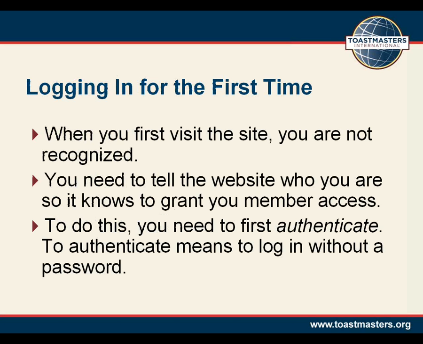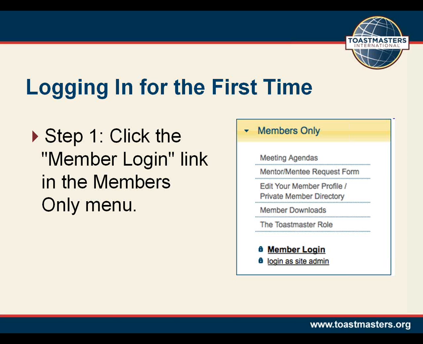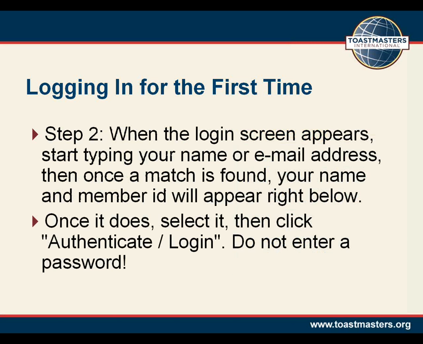We're going to start by what happens when you try to log in for the first time. And when you first visit the site, it doesn't know who you are. You basically have to tell it who you are by authenticating this, and to do that you simply log in without a password. Now if your name has been entered in that list that I just showed you, you should be able to do this. So what you'll do is you'll click on the member login link, and when the login screen appears, you simply start typing in your name or your email address, and once a match is found, then your member ID will appear right below it.